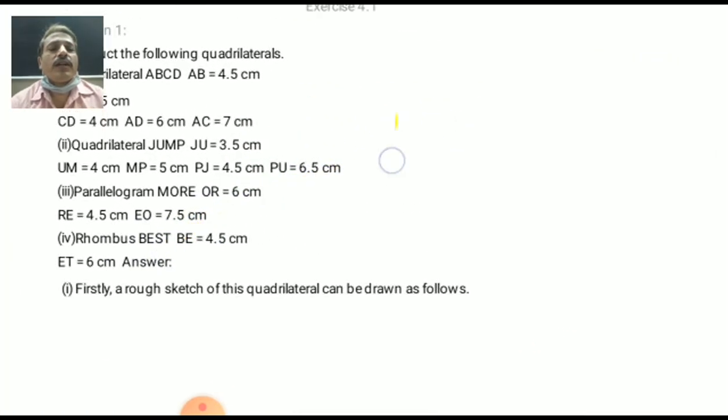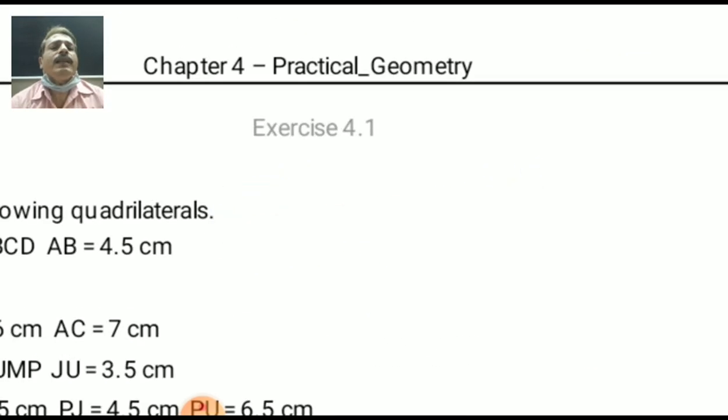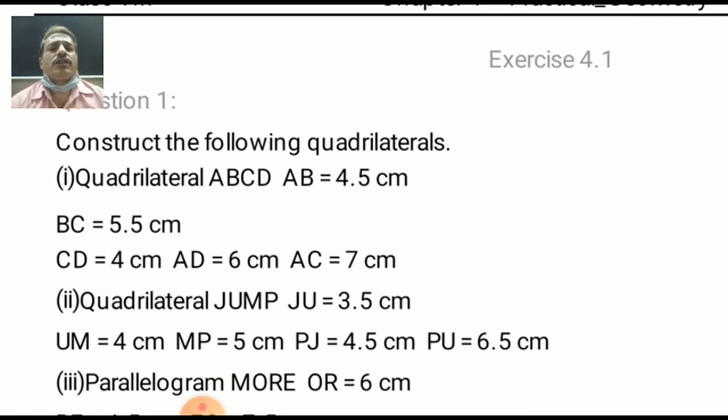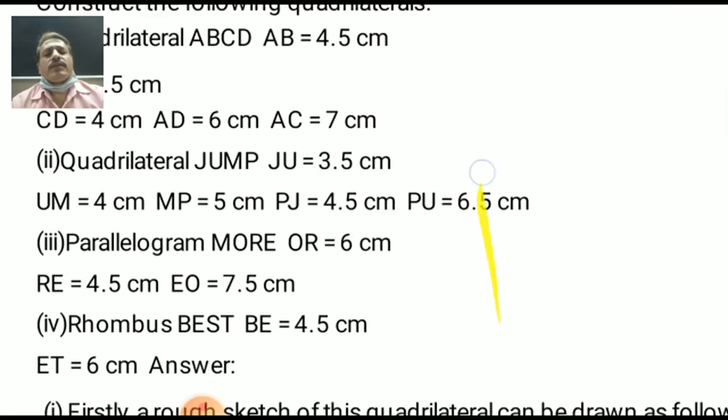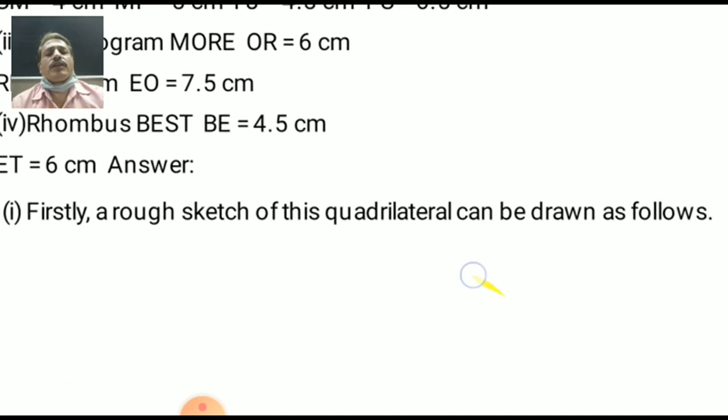See question number 1 of exercise 4.1 here. The question is: construct the following quadrilaterals. 1. Quadrilateral ABCD where AB's length is 4.5 cm, BC's length is 5.5 cm, CD is 4 cm, AD is 6 cm, AC is 7 cm. Let's check the answer of this first one. See the solution of the first one.